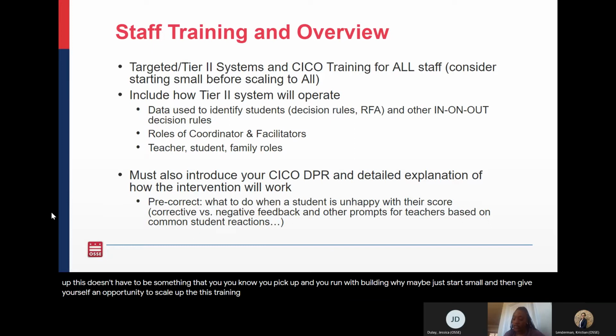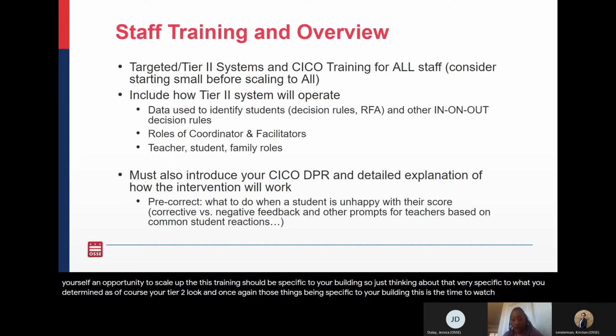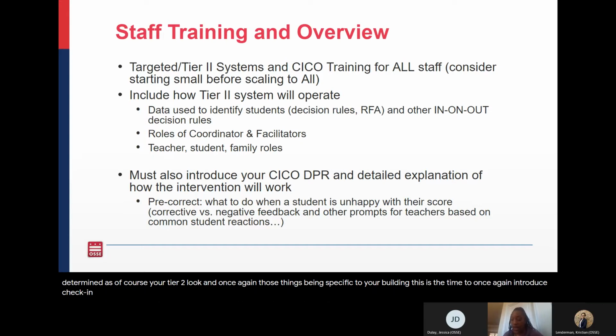This training should be specific to your building. So just thinking about that, very specific to what you determine as important for your tier 2 systems. How will they work? How will these things look? And once again, those things being specific to your building. This is the time to once again introduce check-in, check-out, and the daily progress monitoring. How will this be done? Going over all of those important pieces to ensure that you are able to implement.